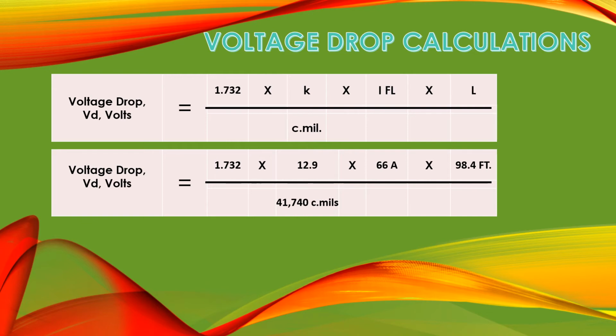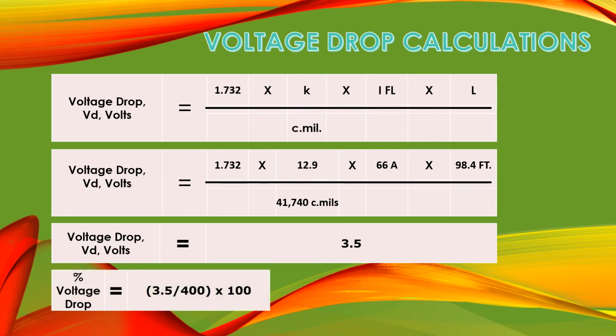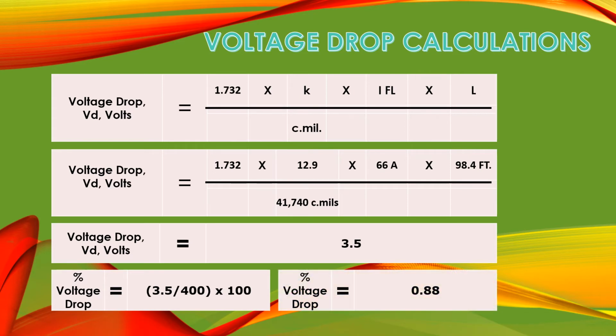And also, this 41,740 circular mils is the cross-sectional area of the number 4 or 22 mm squared conductor. Let us see. So we have a voltage drop of 3.5 volts as calculated, and a percent voltage drop of 0.88.